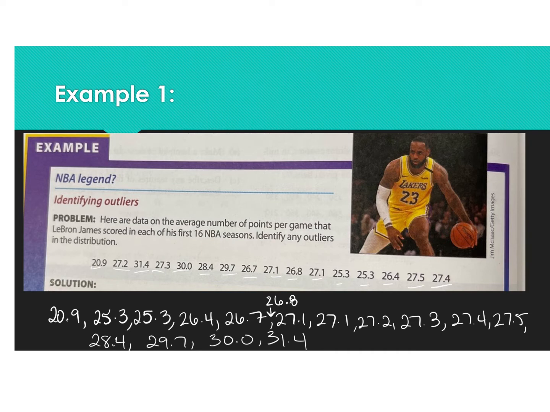16 numbers. The median is going to be the halfway point. If there's 16 numbers, that's going to be between the 8th and 9th number, right? So if we count it out, it's between 27.1 and 27.2. So that means the median is 27.15. You can add them together and divide by 2. Make sure in your calculator you add them together and hit enter before you hit divide by 2. Otherwise it divides it and then adds the first number. It uses the order of operations.